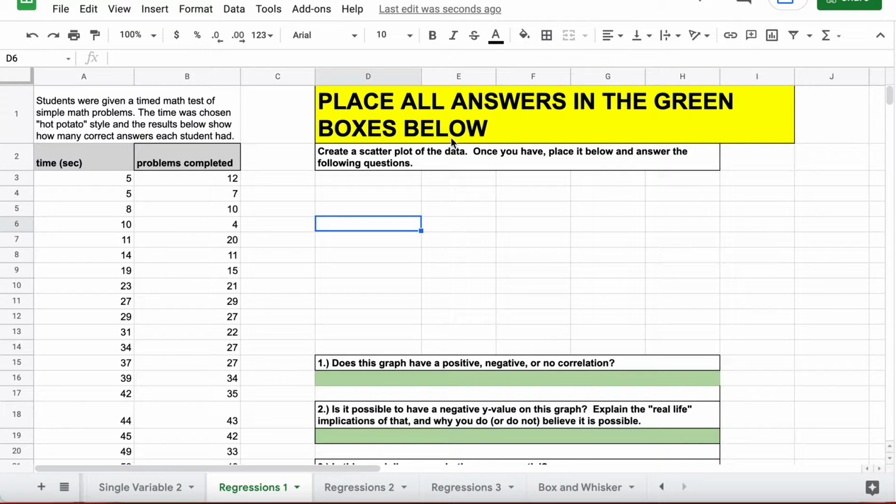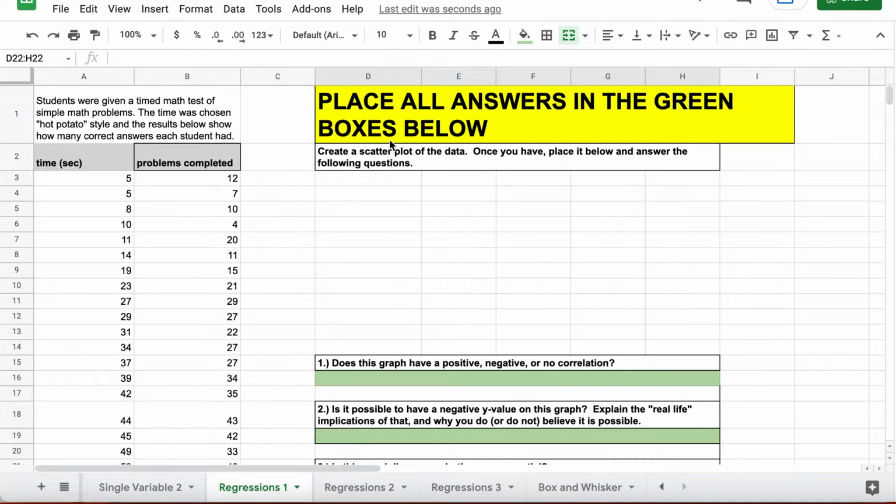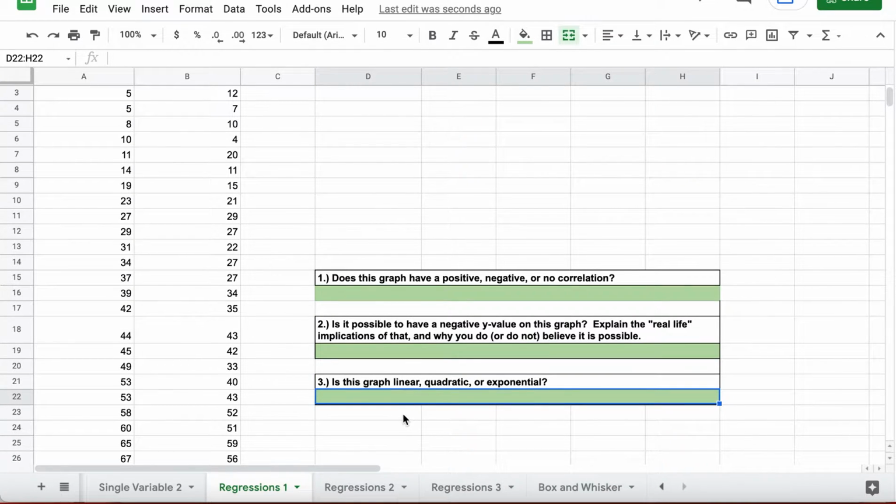Off to the right-hand side, you will start to see some questions and some directions. Notice I made it very clear what you need to do. Place all answers in the green boxes below. Notice I have made certain boxes green. That is where I need your answers to be. So I need you to create a scatter plot of the data, place it in this empty space, and answer the questions. You'll notice that at the bottom now I'm using a different sheet, but yours will have different pages here that you can scroll between, and you need to complete the problems on each page.